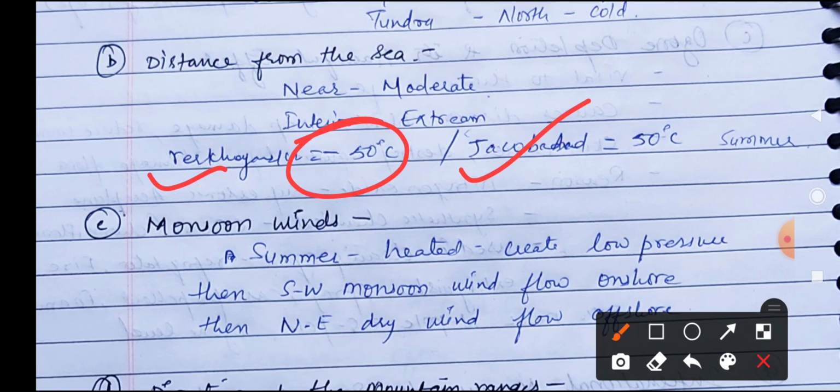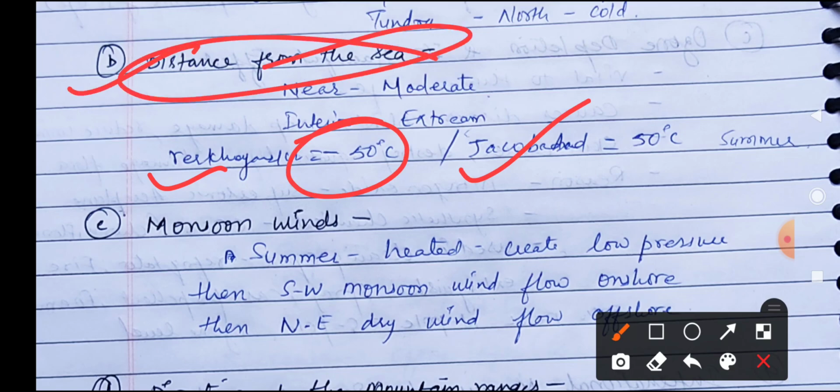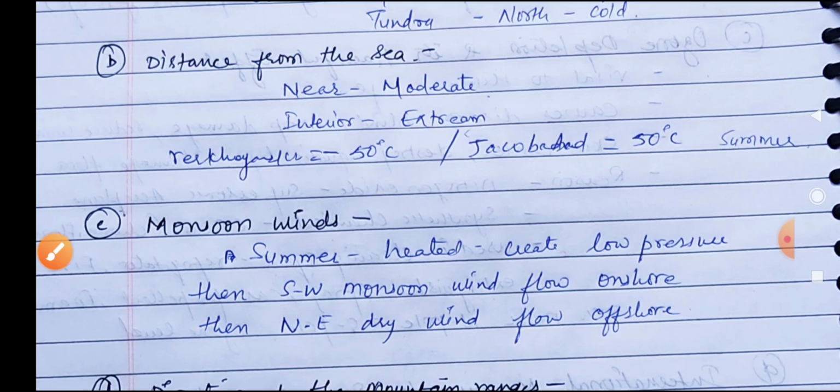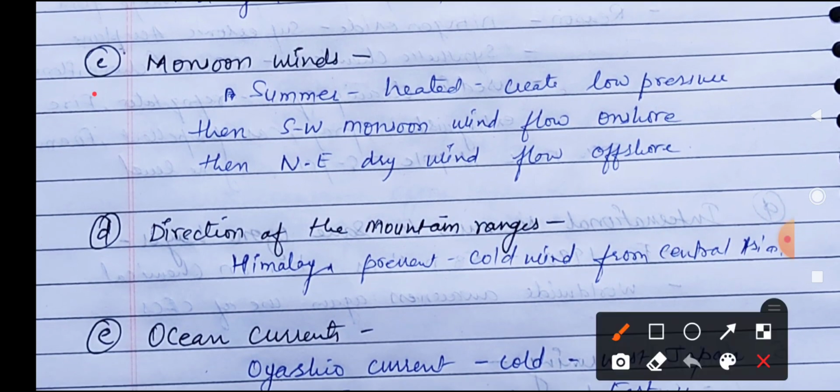So these are the extreme types of climate, while the border of Asia has the moderate type of climate because it is very near to the sea. That's why the distance from the sea influences climate. If it is near the sea, the climate is moderate. If it is away, then the climate is extreme. Next one is the monsoon wind.